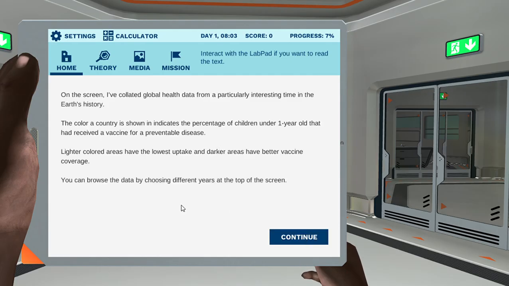On the screen, I've collated global health data from a particularly interesting time in the Earth's history. The color a country is shown in indicates the percentage of children under 1 year old that had received a vaccine for a preventable disease. Lighter colored areas have the lowest uptake, and darker areas have better vaccine coverage. You can browse the data by choosing different years at the top of the screen.